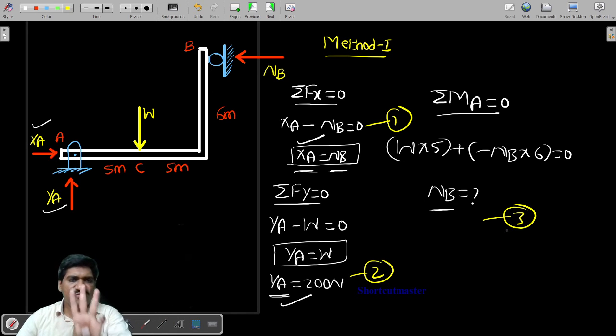When three forces are acting on a body, all three should meet at a point, then only the body will be in equilibrium. First of all, let us see on this body totally how many forces are acting. 1, 2, 3, 4. Why can't we reduce all the 4 into 3 forces? And why can't we apply the 3-force principle of equilibrium?